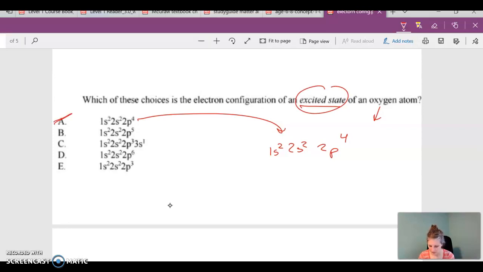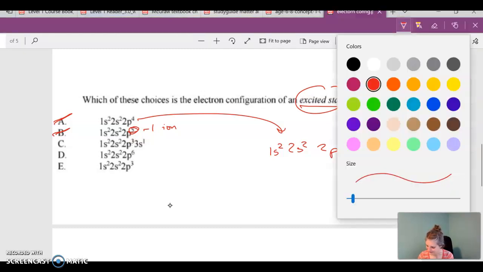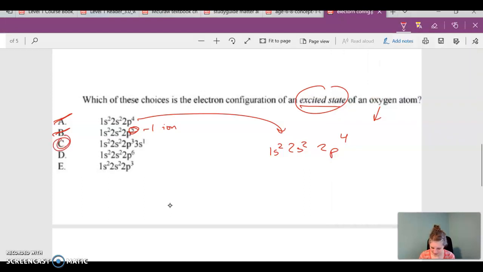If I look at this next one, it goes 1s2, 2s, it's got the 5 there. Well, the 5 would mean it either is an ion, oxygen as a 1 minus ion, or it's a completely different atom. That is not what I'm looking for. This one here goes 1s2, 2s2, 2p3, and normally it should go 4 there, but I can see one electron is now in this 3s area. This right here is your excited state one. So C is the correct answer.